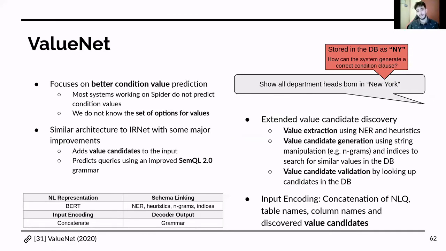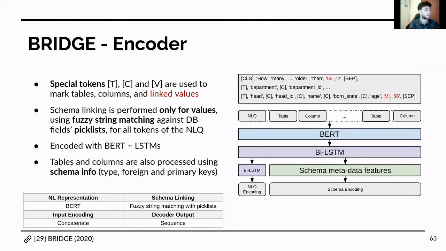And the final step is to validate all the value candidates because it's going to produce a lot of candidates. So to eliminate some of them, it's going to look them up in the database, and if they do not appear in the database, they're going to be thrown away. But this value NY is going to appear in the database, so it is going to stay. And finally, it is going to encode all these inputs by concatenating the NLQ, table names, column names, and finally these discovered value candidates. So ValueNet is going to have this exact value NY in its input. So it's going to be much easier for ValueNet to predict the correct condition value for this query.